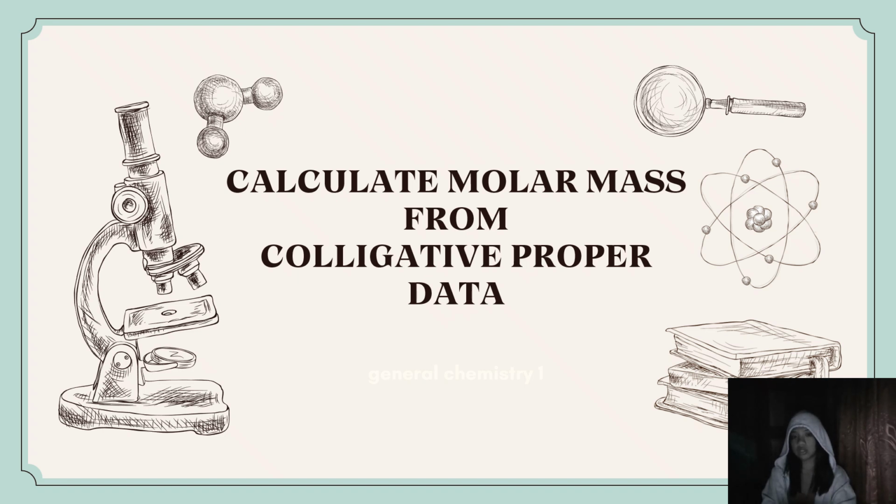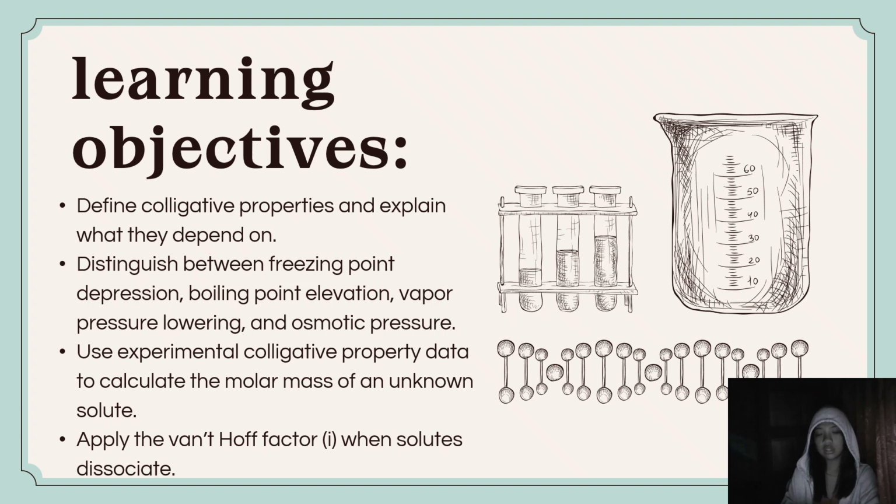So today we are going to talk about calculating molar mass from colligative property data. The learning objectives are: define colligative properties and explain what they depend on, distinguish between freezing point depression, boiling point elevation, vapor pressure lowering and osmotic pressure, use experimental colligative property data to calculate the molar mass of an unknown solute, and apply the Van't Hoff factor when solutes dissociate.